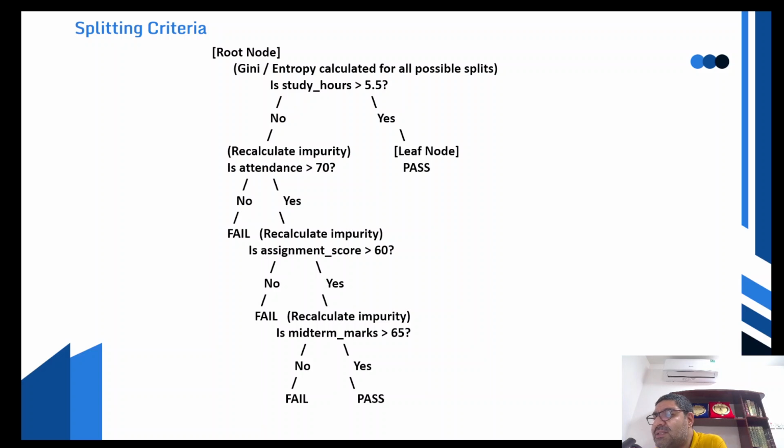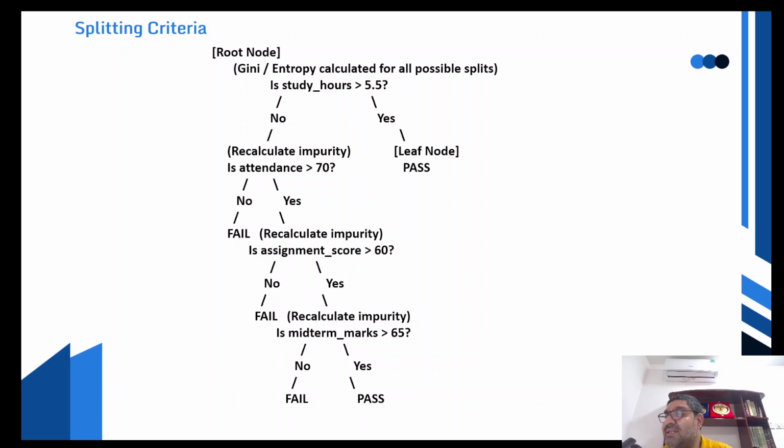So impurity in this sense, it is using Gini impurity. Is assignment score greater than 60? If no, then it will directly fail. If yes, again recalculate impurity. Is midterm exam marks greater than 65? If yes, it will pass. If no, it will fail. So here it is finishing off. It is not going further because this is the 4th level. For example, the depth of the tree is equal to 4, so 4 levels deep, it is not going beyond that.